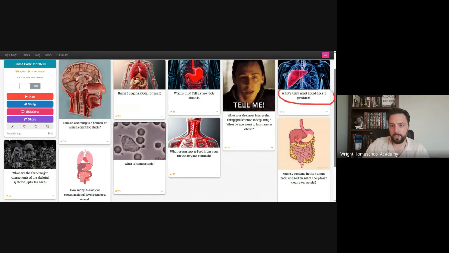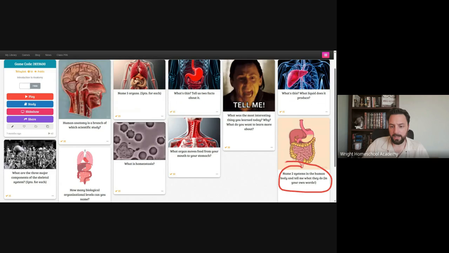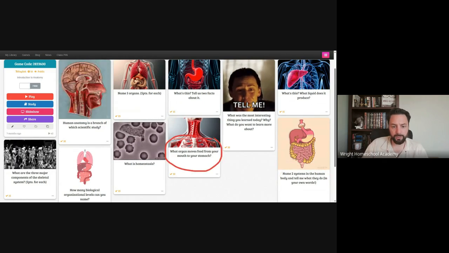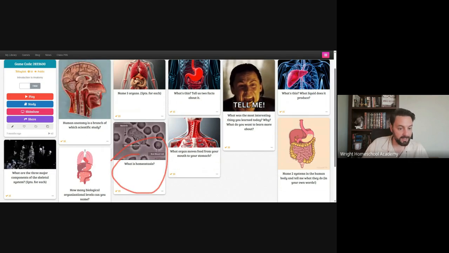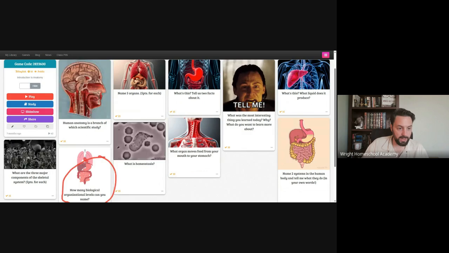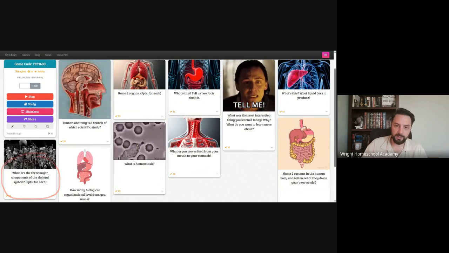What is this and what liquid does it produce? Name 2 systems in the human body and tell me what they do in your own words. Which organ moves food from your mouth down to your stomach? What is homeostasis? How many biological organizational levels can you name? And what are the 3 major components of the skeletal system?